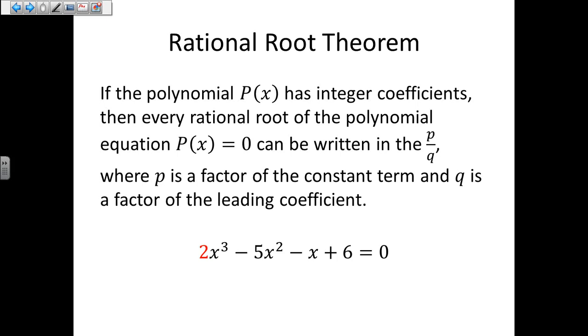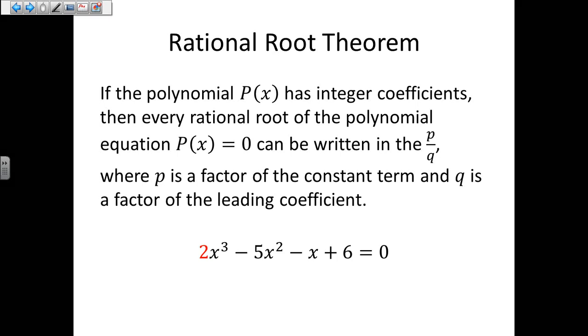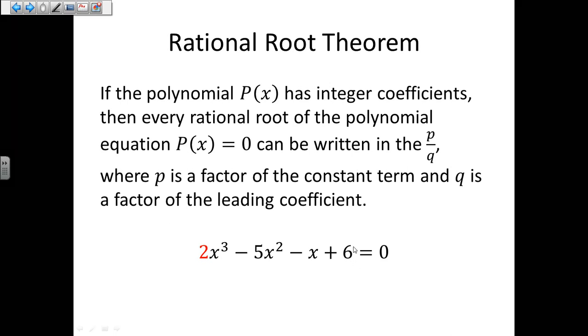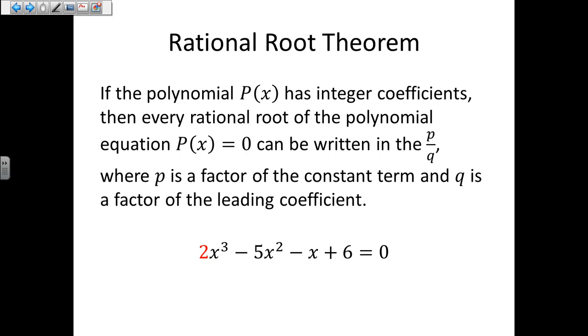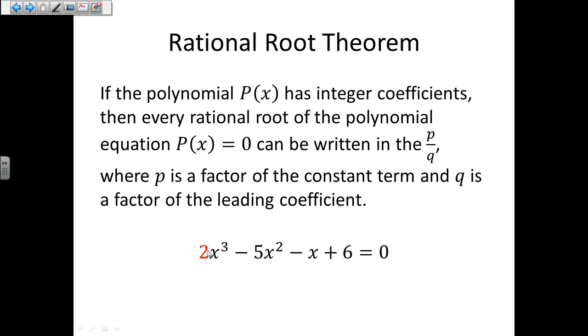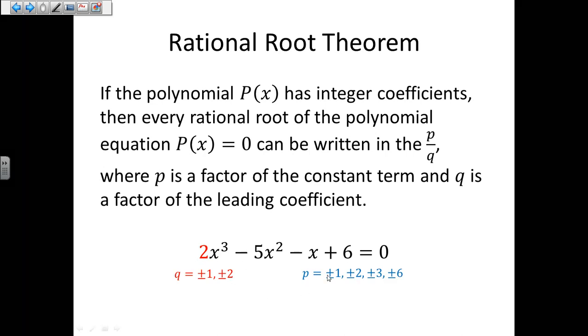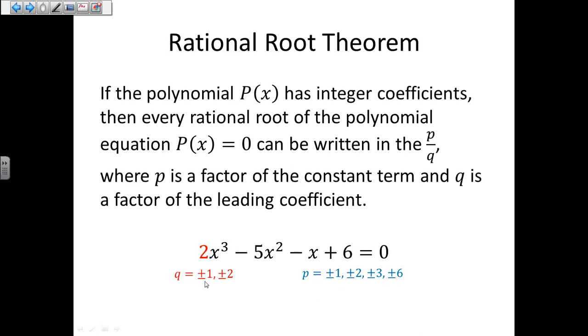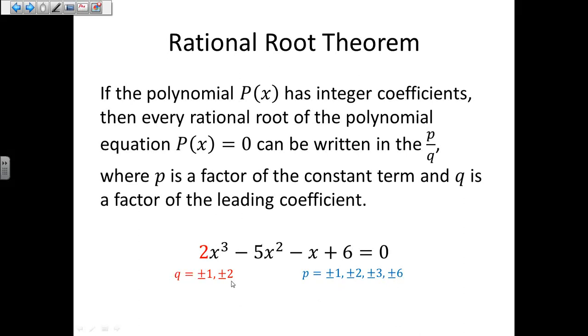Here is a polynomial. We are going to factor the constant at the end, this 6, to create what we refer to as p terms. We're going to factor the leading coefficient, this 2, and those are going to be what we call q terms. Now our p's are plus or minus 1, 2, 3, 6, the factors of 6. Our q values are plus or minus 1 and 2.